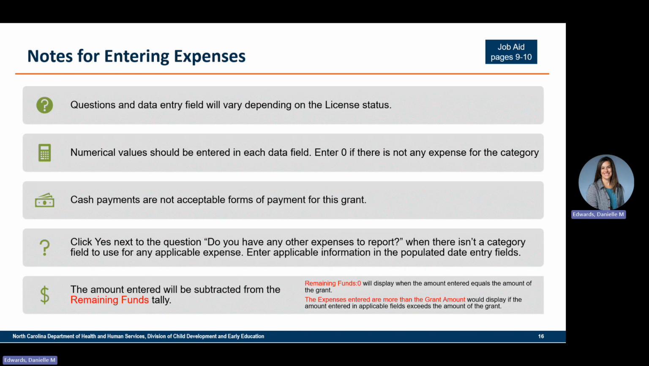The amount entered will be subtracted from the remaining funds tally, and remaining funds 0 will display when you have entered the amount of expenses equal to the amount of the grant. The expenses are more than the grant amount will display if you've entered too many expenses that exceed your grant amount.